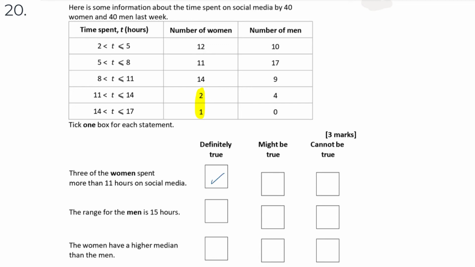Luckily, this one here is greater than. If it was greater than or equal to, then I'd probably have to tick might be true, but because it's strictly greater than, I can say that all 3 of those are definitely bigger than 11.